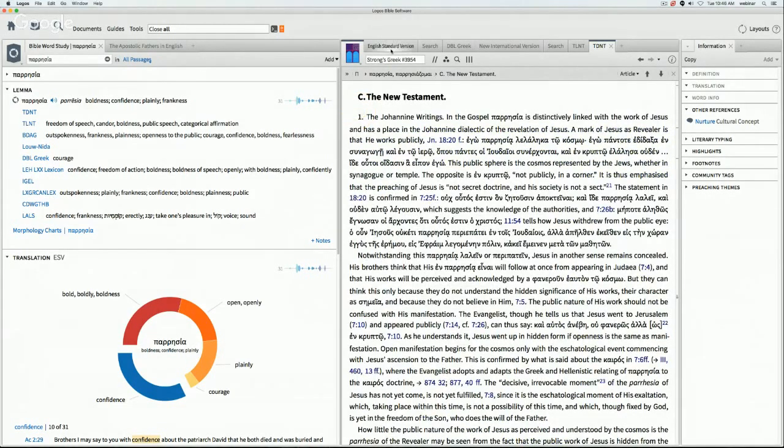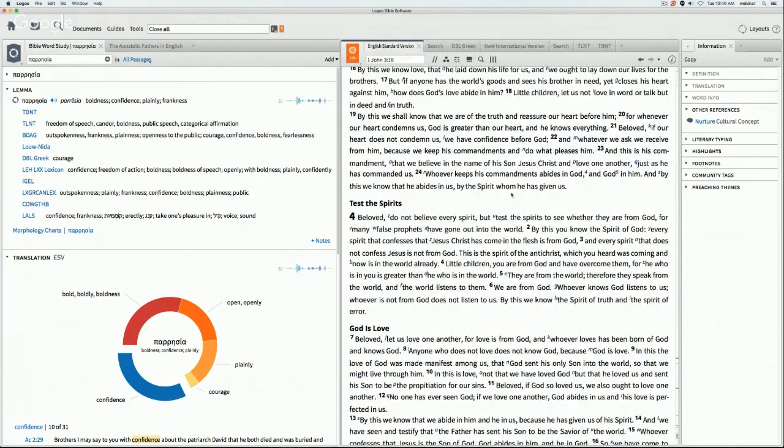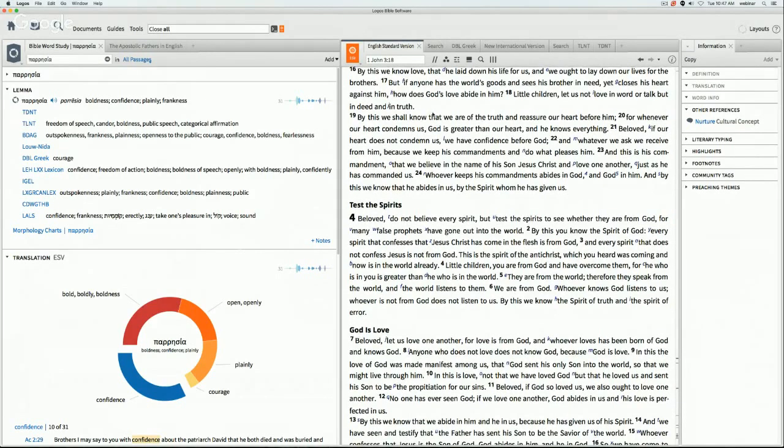So let's go back to 1 John 3 and see if we have some clues that can help us discern what is the sense that it's being used in this passage. So starting at verse 19, it says, by this we shall know that we are... Actually, you know what? Let's start even a couple of verses before that, because this is a really important context.